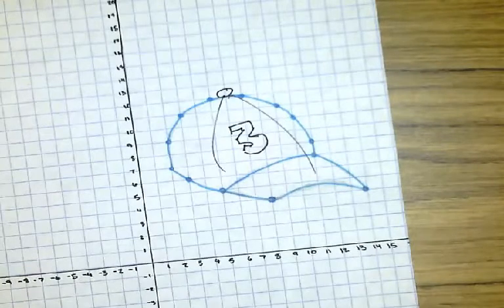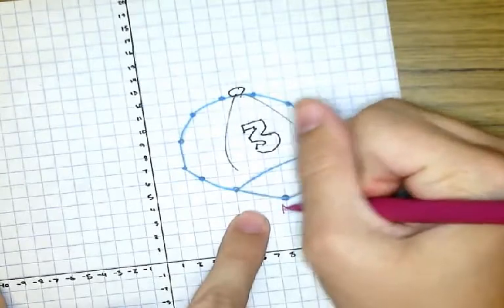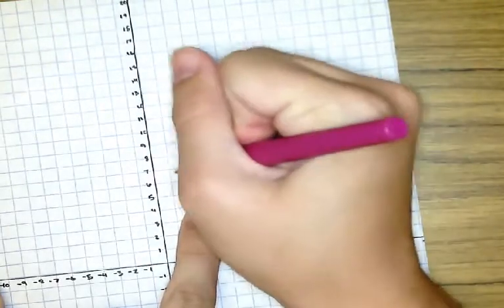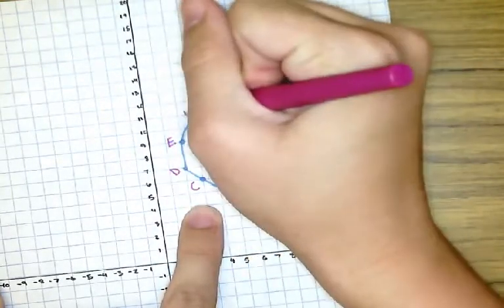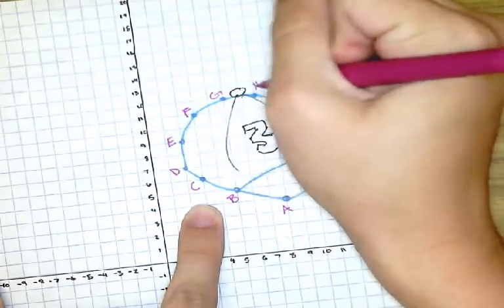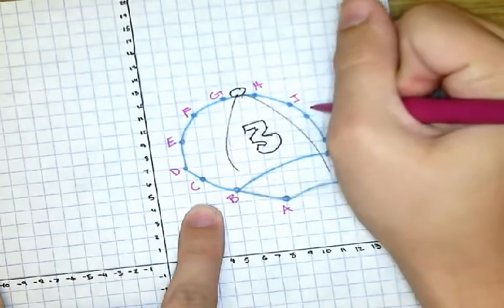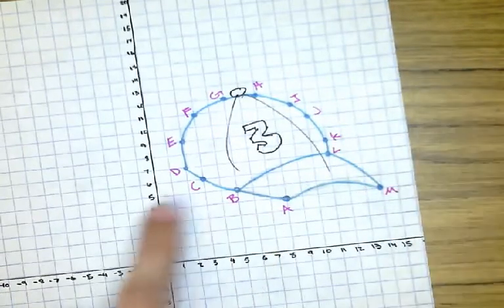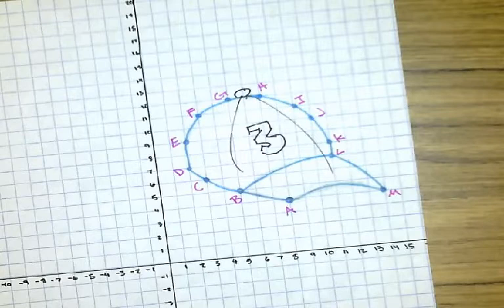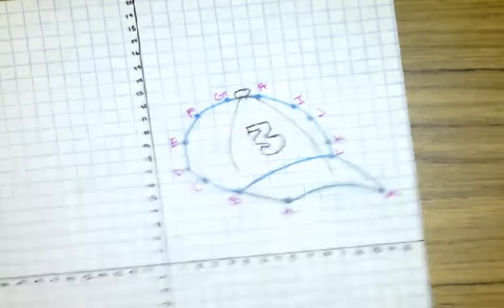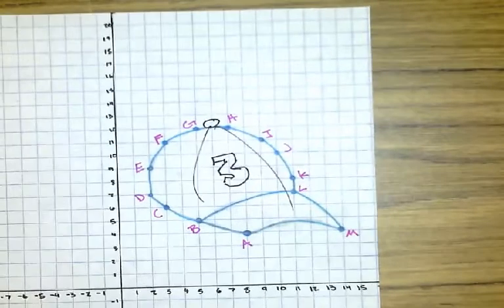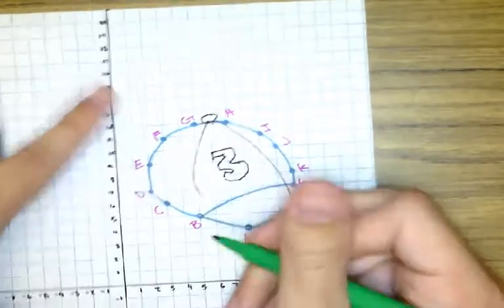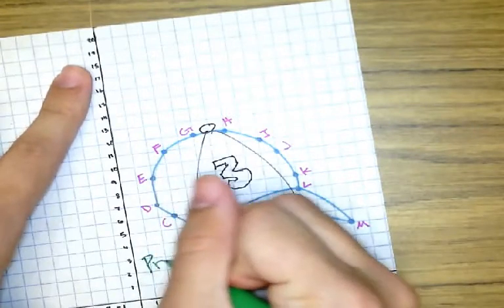So what we need to do now is label our points. So I have point A, B, C, D, E, F, G, H, I, J, K, L, M. Okay, so there are all my points. Alright, so I have all my points, and remember, this is our pre-image, so we're also going to label our first quadrant as our pre-image. Okay, so I'll just put pre-image.